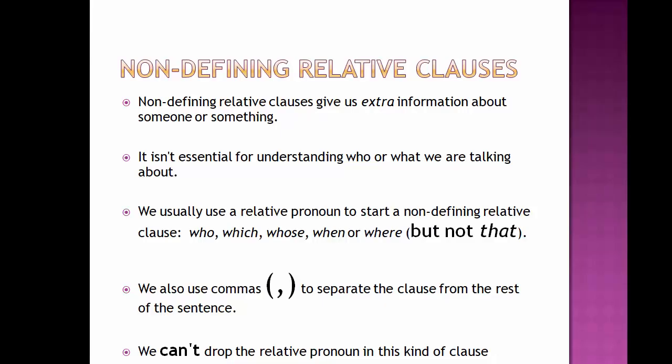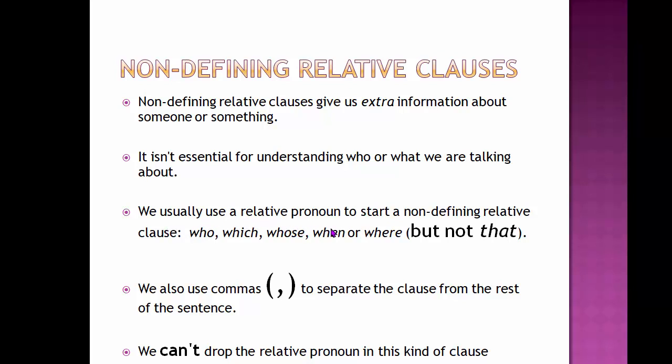Relative clauses and non-defining relative clauses. Non-defining relative clauses give us extra information about someone or something. Defining gives us essential information, but non-defining gives us extra information. It isn't essential for understanding who or what we are talking about. Because at the beginning, I'll say my sister. Everyone knows my sister, and then I'll give extra information. But in defining ones, we'll say the woman, the girl. In the non-defining part, we'll say Helen, or San Francisco, like that.